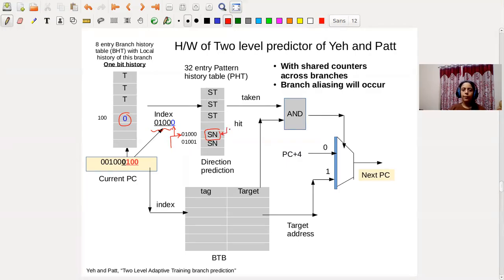Similarly, for a different branch, let's say another branch had a different PC. Then we are going to concatenate its history bit to probably two different counters. That way, we are going to have multiple counters, each of them 2-bit, and a branch is going to index into one of these two counters based on its history. So that is how we have to interpret this hardware.